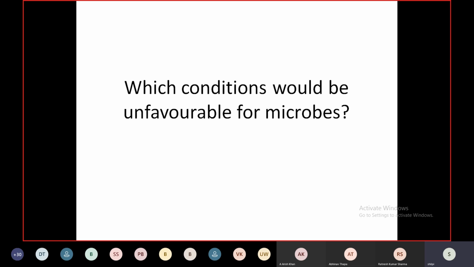All those numbers and all that information about their diversity, let me now know from you, what do you think would be conditions that would prove hostile for microorganisms? Where do you think there will be no microorganisms? If you can give me examples. Tell me.